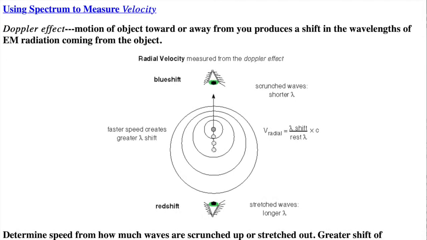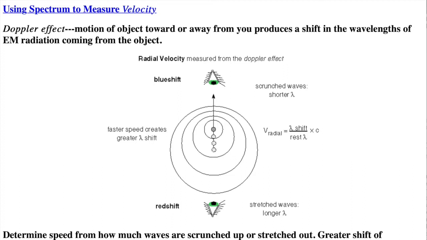Next slide. We can use the spectrum from an object to determine its speed and direction of motion. With the Doppler effect, the motion of an object towards you or away from you produces a shift in the wavelengths of electromagnetic radiation we see. Now, the object itself is producing the original same wavelengths, but what we see is shifted because the object is moving relative to us. The wave crests are closer together if the object is moving towards us, so we say the spectrum is blue shifted.